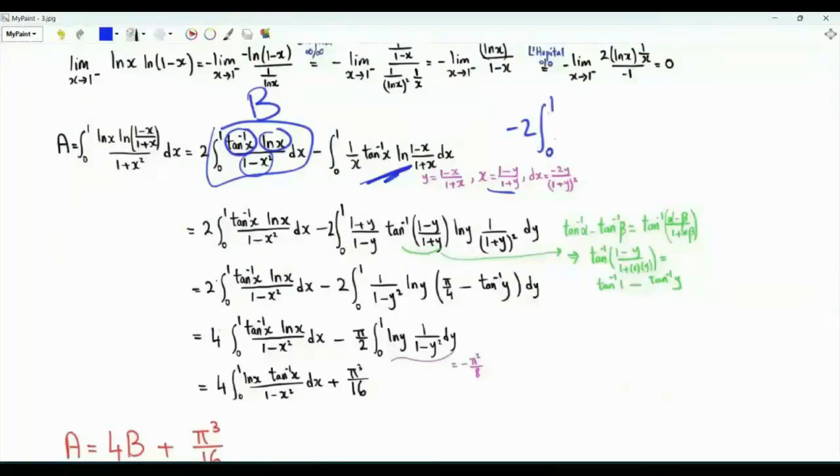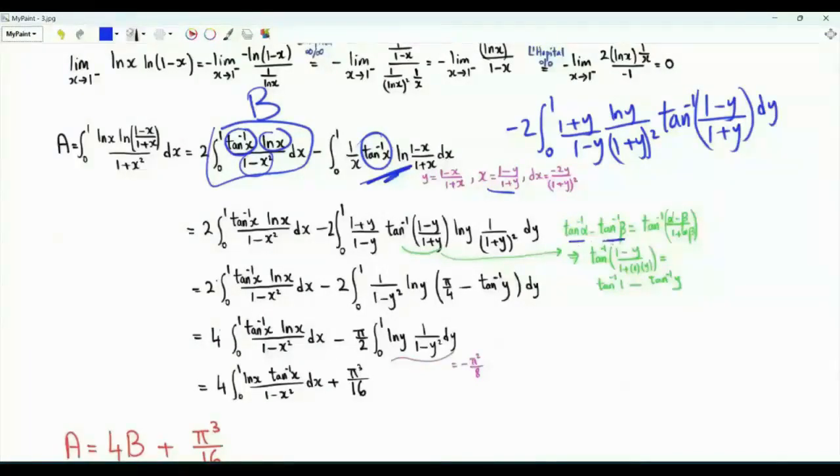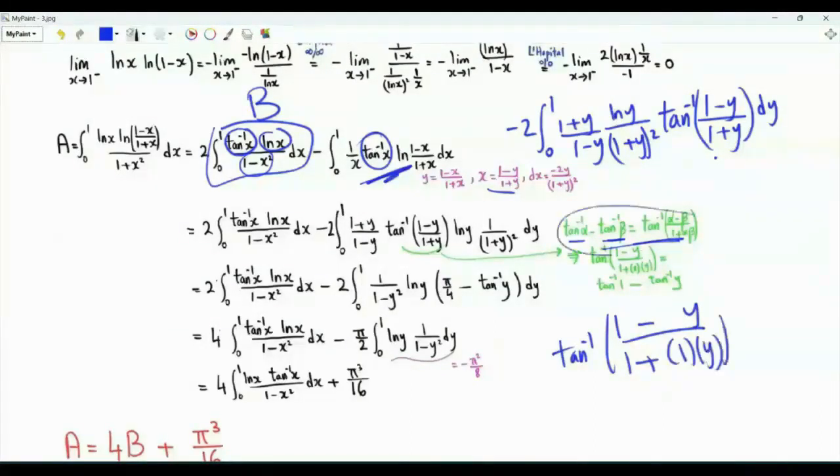We get minus 2 integral from 0 to 1, 1 plus y over 1 minus y, ln y over 1 plus y, all squared. Then this tan inverse x becomes tan inverse 1 minus y over 1 plus y. Tan inverse alpha minus tan inverse beta is tan inverse alpha minus beta over 1 plus alpha beta. Let's apply this here. We have tan inverse 1 minus y divided by 1 plus 1 times y. By this rule, this function can be written as tan inverse 1 minus tan inverse y, and tan inverse 1 is pi over 4.